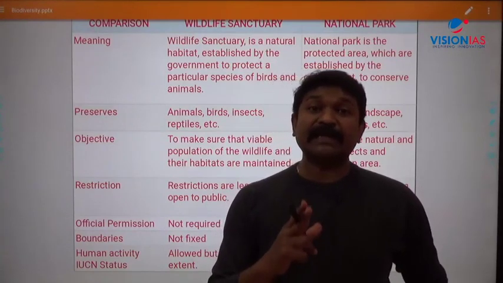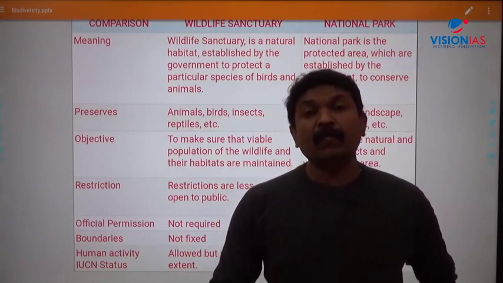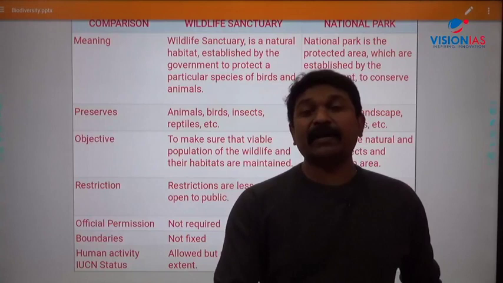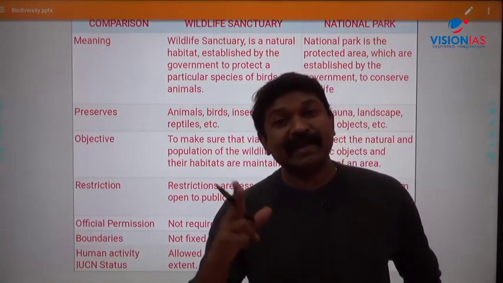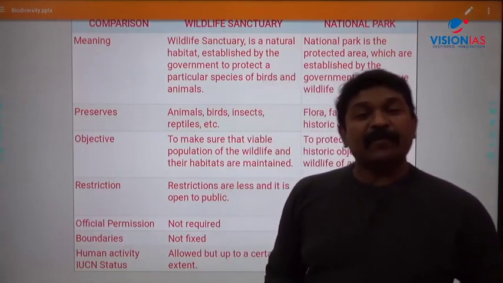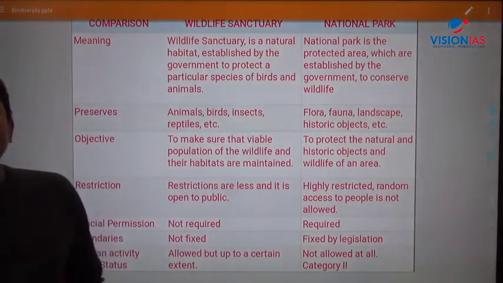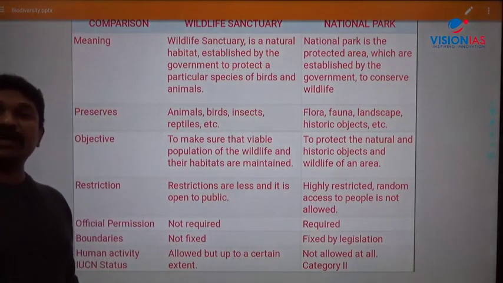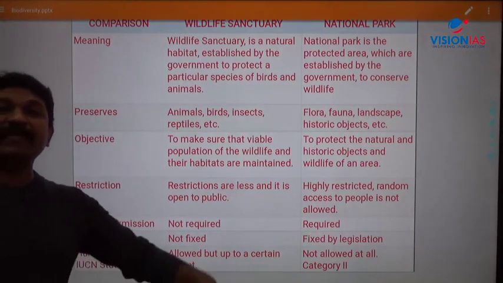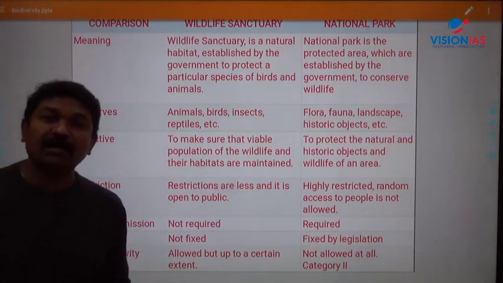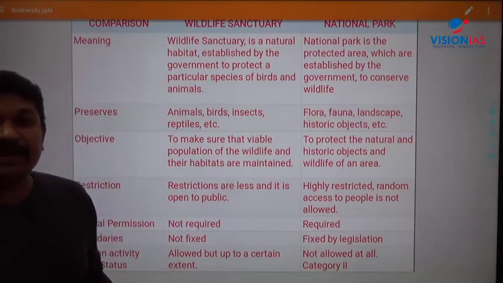But if it is a national park, the moment you enter, you will be asked, why are you entering? You are not supposed to enter. Is there any permission with you? If the permission is denied, if the permission is not given to you, there is no question of entry of the people. If anyone enters by force, they will be called trespassers or intruders, and they will be arrested immediately.